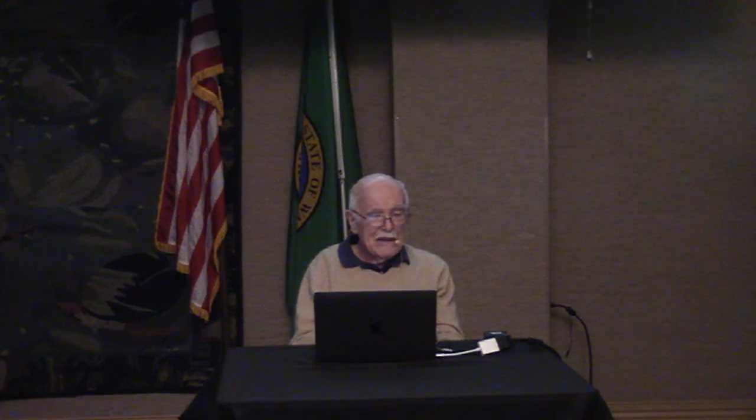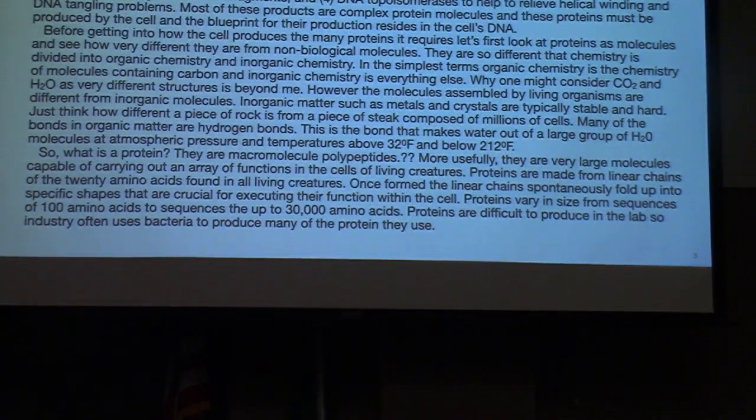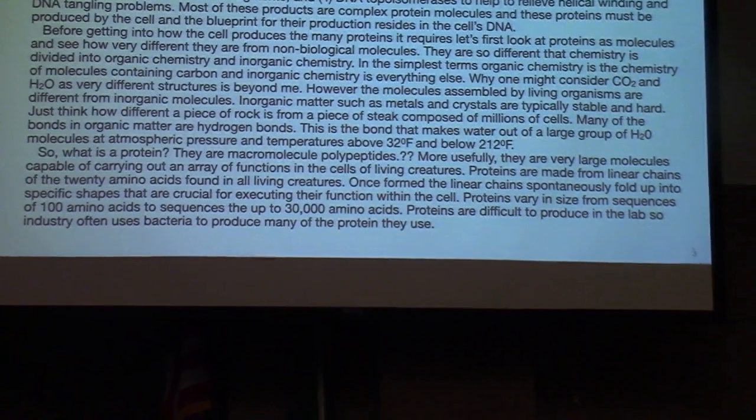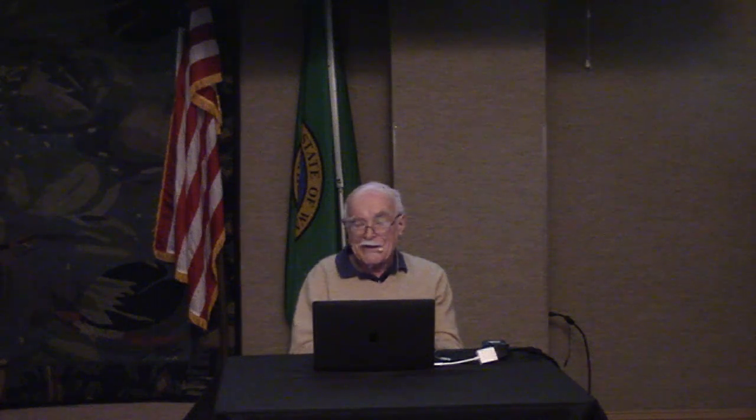So what is a protein? Well, they are macromolecule polypeptides. Sure, that doesn't help a great deal. More usefully, they're very large molecules capable of carrying out an array of functions in the cells of living creatures. Proteins are made from linear chains of 20 amino acids that are found in all living creatures. Once formed, the linear chains spontaneously fold themselves into specific shapes that are quite crucial to their executing their function in the cell. Proteins vary in size from sequences of just 100 amino acids to sequences up to 30,000 amino acids. They're rather difficult to produce in the lab, and so industry often has recourse to using bacteria to produce the proteins that they want to use.